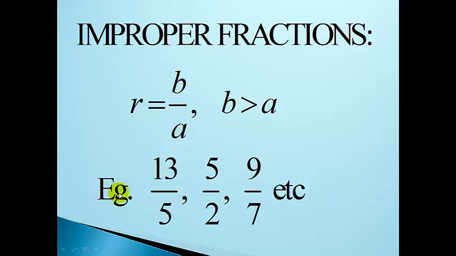Now when we consider this example, 13 over 5 is an improper fraction because the numerator 13 is greater than the denominator 5. 5 over 2 is also an improper fraction because the numerator 5 is greater than the denominator 2. 9 over 7 is also an improper fraction because the numerator 9 is greater than the denominator 7. So these are all examples of an improper fraction. So a fraction is said to be an improper if the numerator is greater than the denominator.